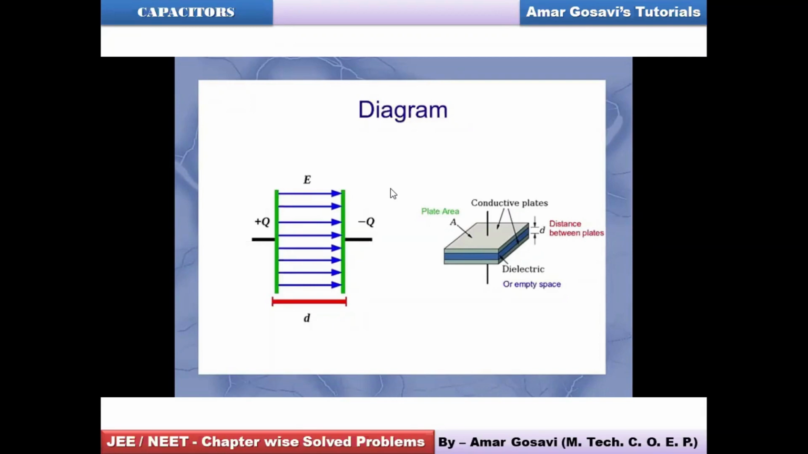Hopefully you have noted down this diagram for parallel plate capacitor, friends. For analysis, we would be considering the two-dimensional diagram over here for parallel plate capacitor. So let's proceed further.